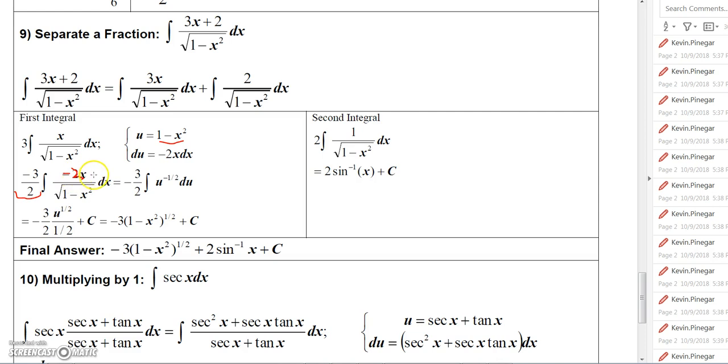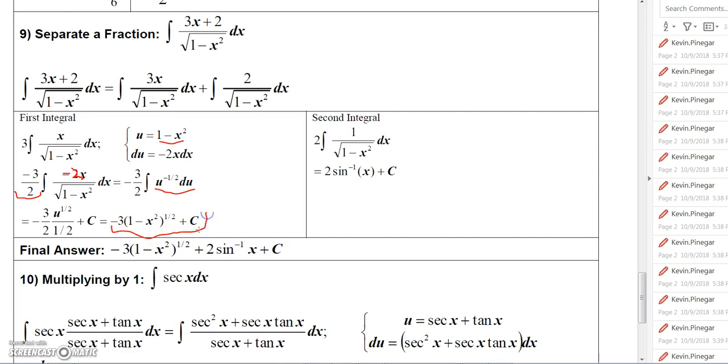Now, this numerator here with the dx, that's just the du. And the denominator can be written as u to the negative 1/2 power, because this is just the square root of u, but since it's in the denominator, when you put it in the numerator, it becomes u to the negative 1/2. So I have minus 3/2 times the integral of u to the negative 1/2, and then just apply the power rule. I get minus 3/2 u to the positive 1/2 over 1/2, and when you multiply negative 3/2 times 2, you get negative 3. Then when you replace u with 1 minus x squared, you get 1 minus x squared to the 1/2, and then of course plus your constant.